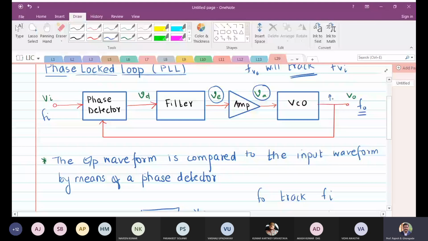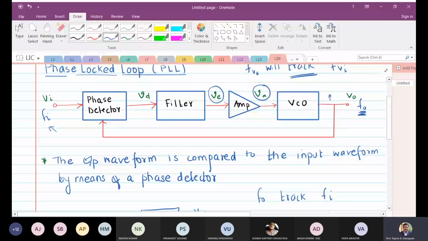And this change happens up to what point? Up to where Fo becomes equal to Fi. When Fo becomes equal to Fi, what will happen? The error voltage will be 0 and this will be maintained. Yes. So what we have here is called a lock. So the output frequency is then locked to the input frequency.